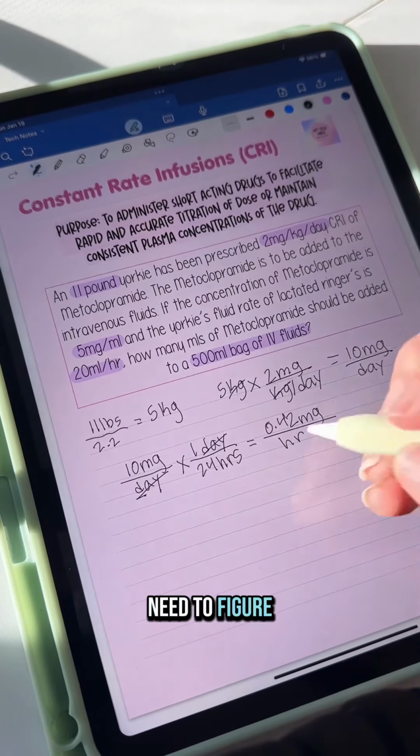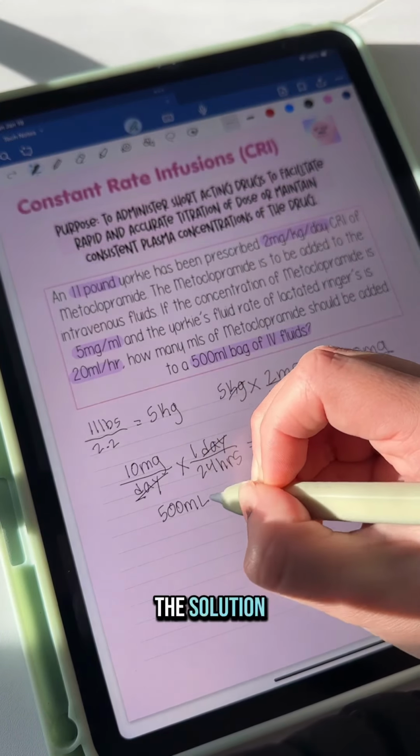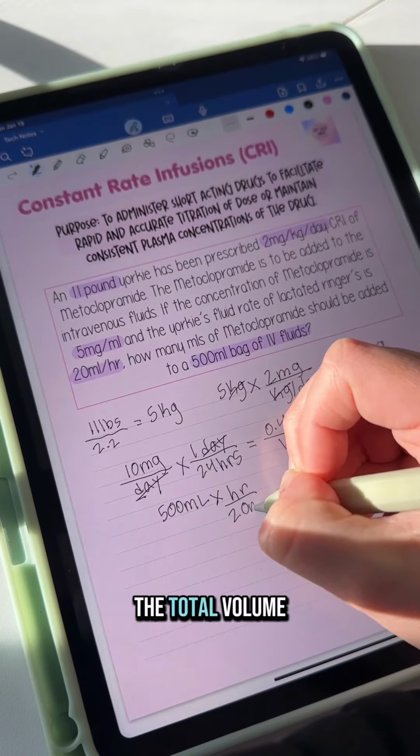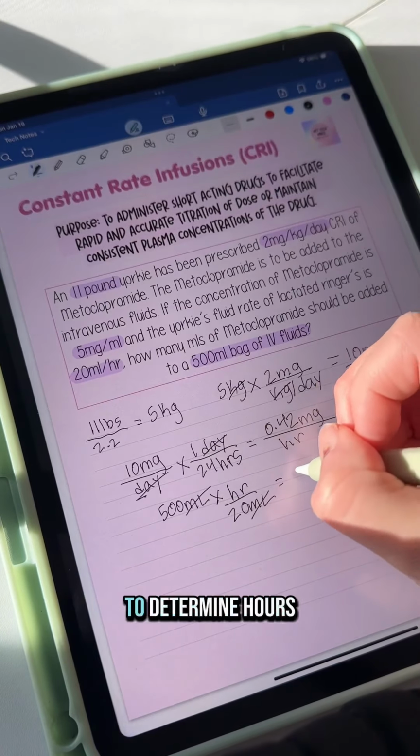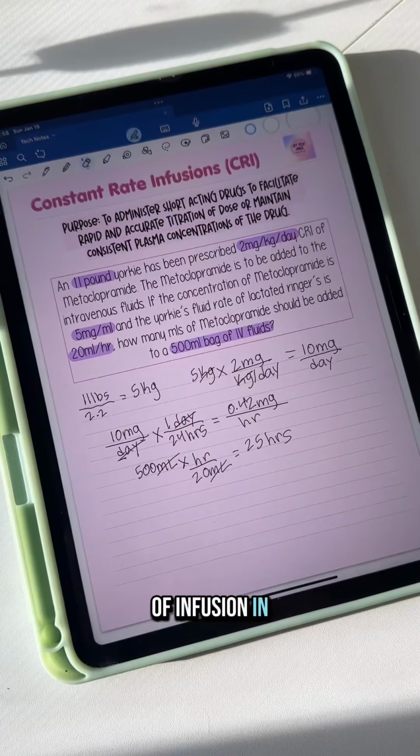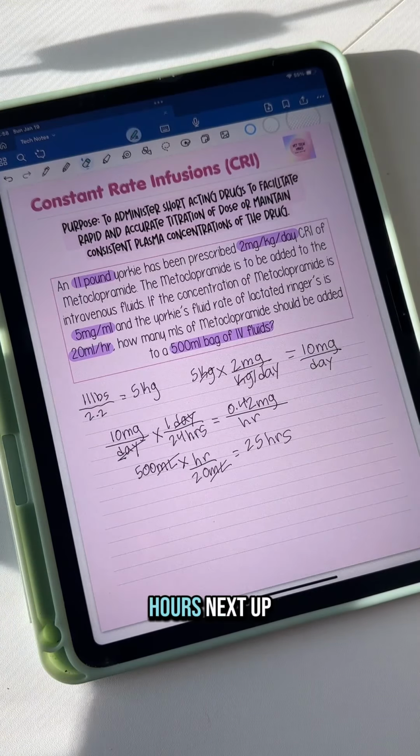We will then need to figure out how many hours are in the bag of the solution. To do this, we're going to divide the total volume by the fluid rate to determine hours of infusion in the total volume, which is 25 hours.